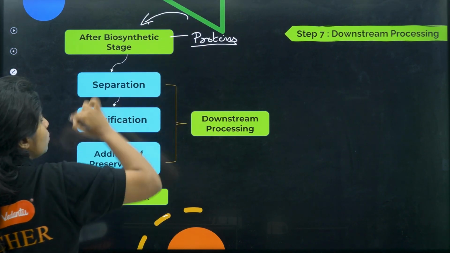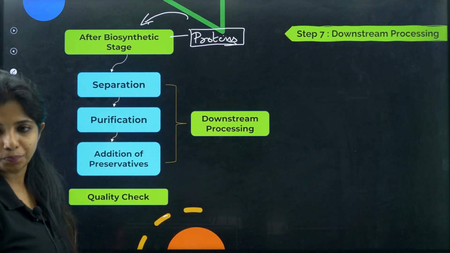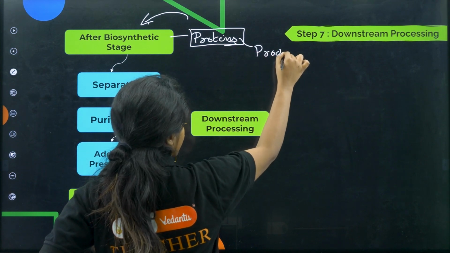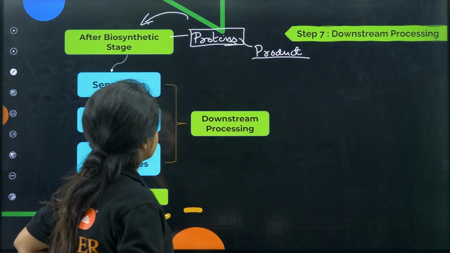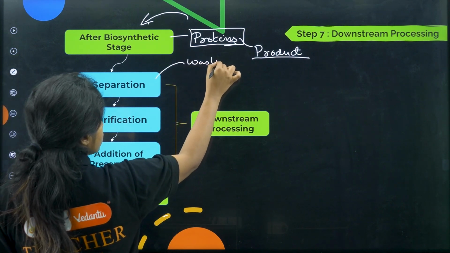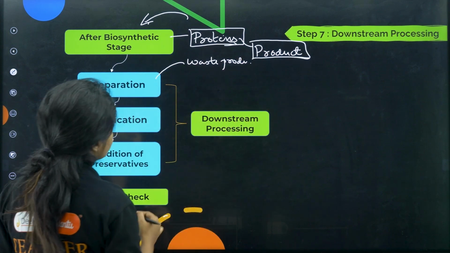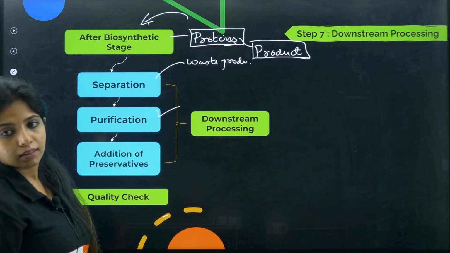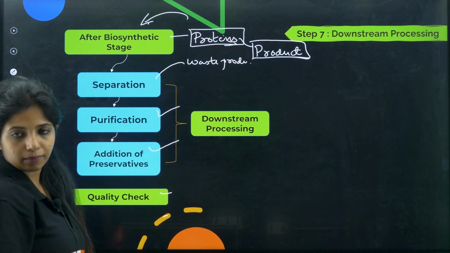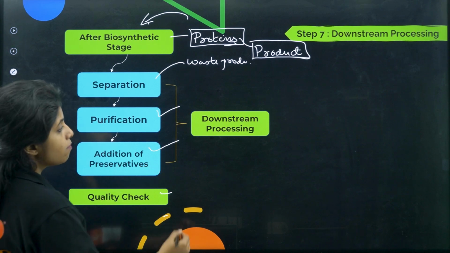What do I call this? Biosynthetic stage. This is when the proteins are being made. Now I want the proteins. This is the product that I want actually. So the first step is I will separate the content from the waste products, from other unwanted stuff, and I will be having just my main product. Then I will purify it, then I will add preservatives to it, and then I will be doing a quality check.